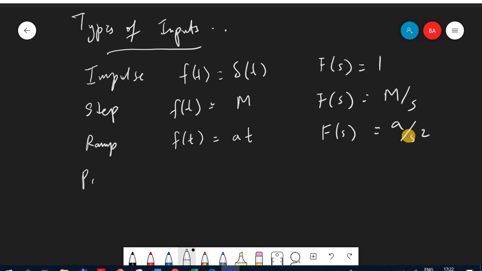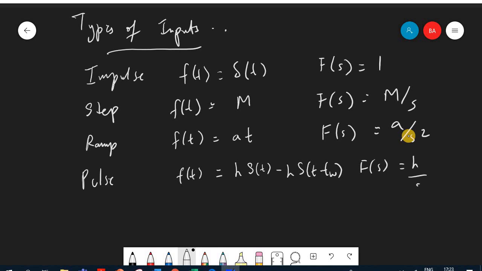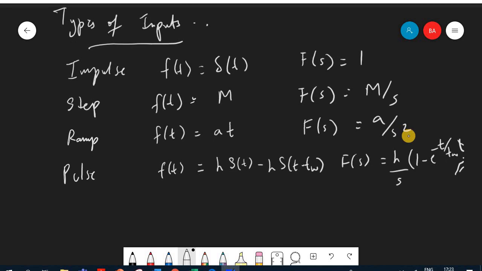For a pulse input, f of t is going to be something like h, which happens at a certain time t, minus another h that happens at t minus tw. And if you want to represent this in the s domain, this will be h over s times 1 minus e to the power minus s tw. Okay, just to draw it better, t minus tw. Great.